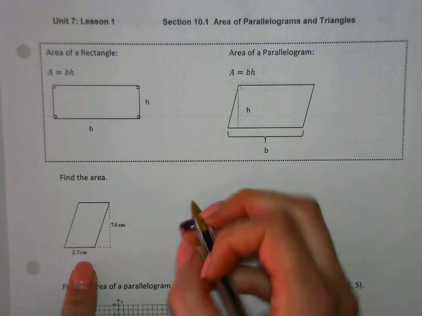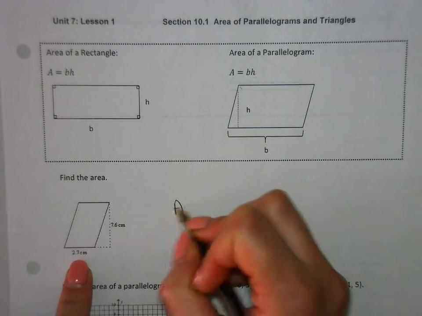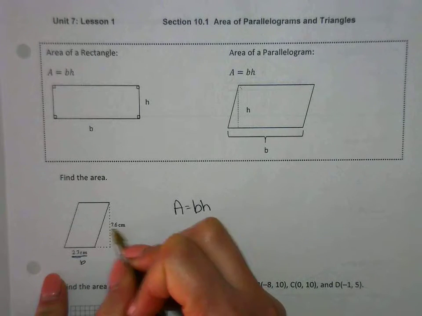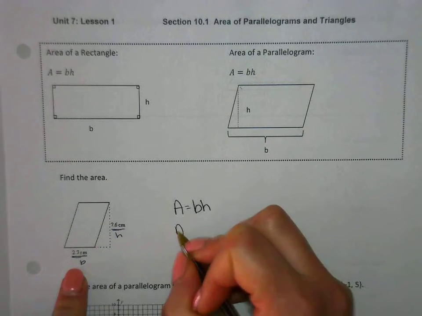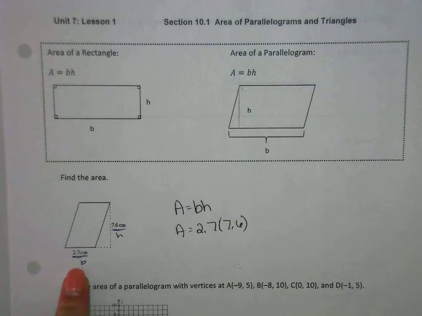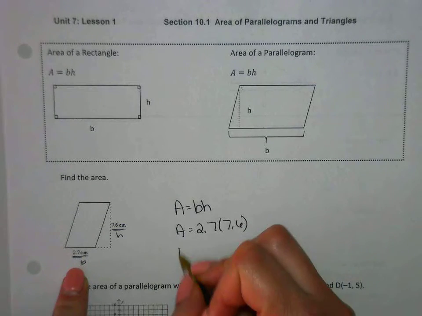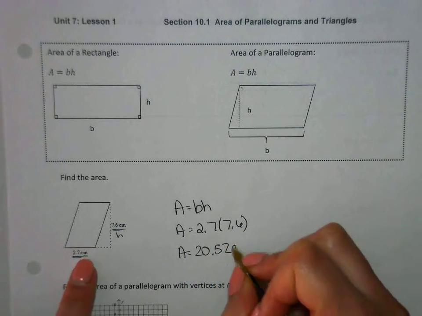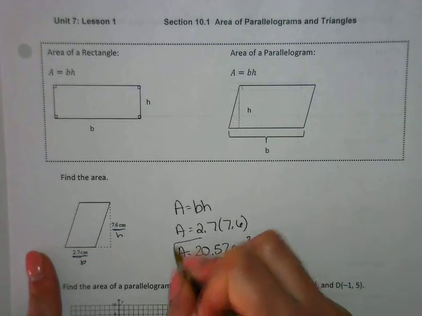So let's find the area of this parallelogram. The area of a parallelogram equals base times height. So if this is our base, this then is our height. So the area equals 2 7/10 times 7 6/10. We have an area of 20 52/100, and since it's area, it's centimeters squared.